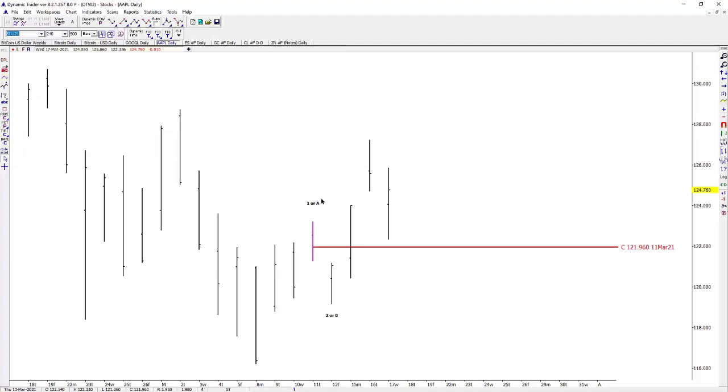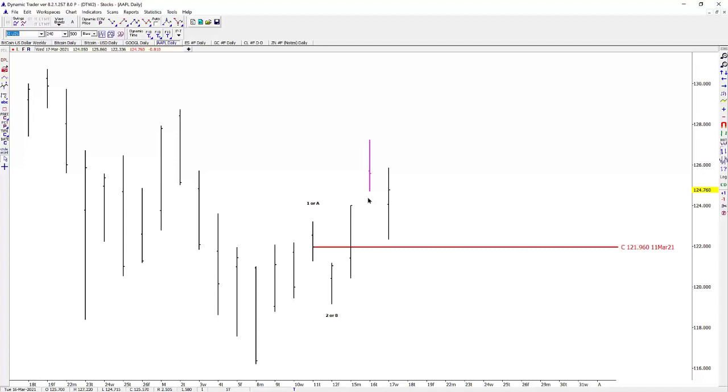So we got a 1 or A advance, 2 or B correction. Is this a 3 or is it a C? What should it not do if the trend is bullish? It should not close above the closing high of the wave 1 or A. And if it closes below the closing high of the 1 or A, then more than likely this is an ABC correction, and it would be in a position to have completed that correction and potentially in a position to develop an immediate go-short trade strategy.